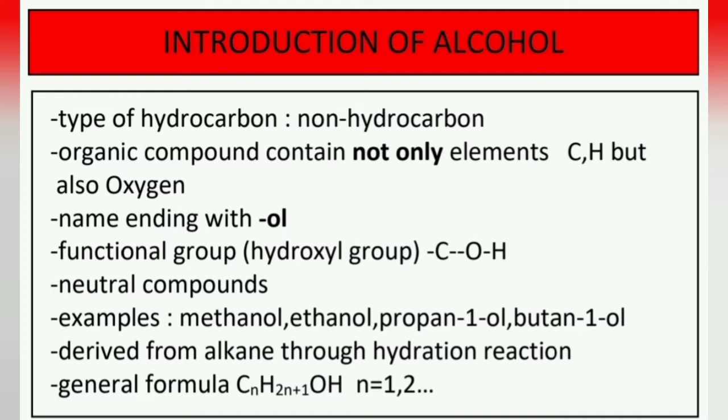An alcohol may be considered to be derived from an alkane by the replacement of one hydrogen atom by the hydroxyl group. So the general formula of the alcohol family is CnH2n+1OH, where n starts from 1.